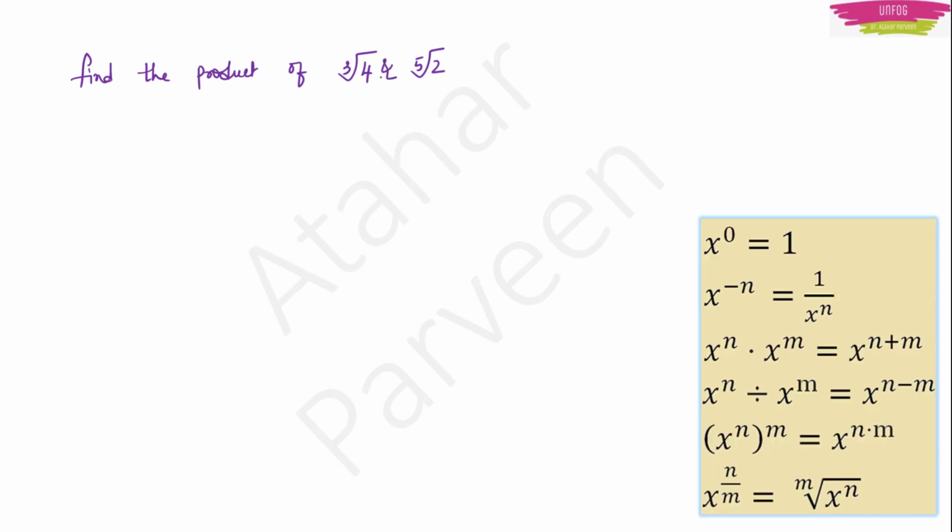Another similar type of example. If they are telling you to find the product of cube root of 4 and cube root of 2. Okay. Into will not be there if they are asking product, right? So like this. So here also you will have to use our indices formulae.